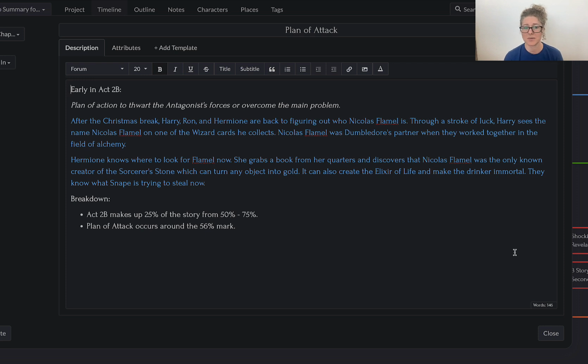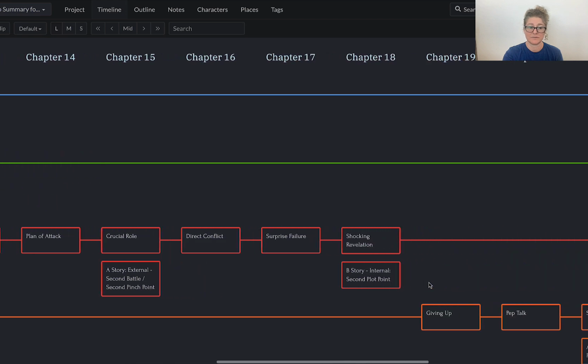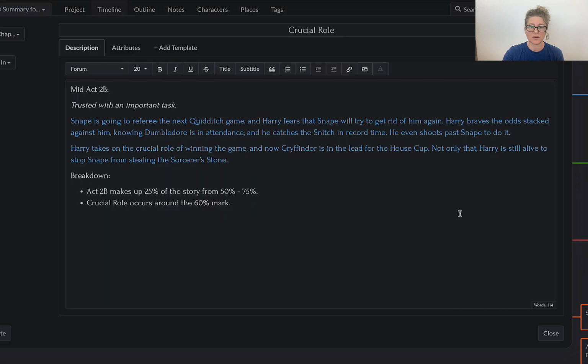She grabs a book from her quarters and discovers that Nicholas was the only known creator of the Sorcerer's Stone, which can turn any object into gold. It can also create the elixir of life and make the drinker immortal. So they now know what Snape is trying to steal. Very exciting stuff. Okay, crucial role.